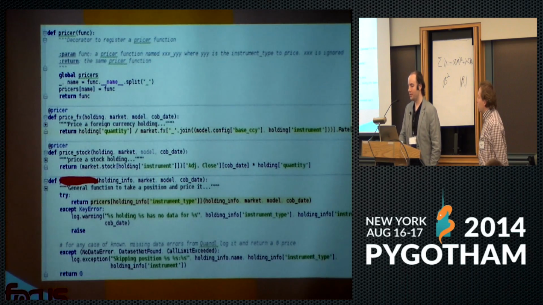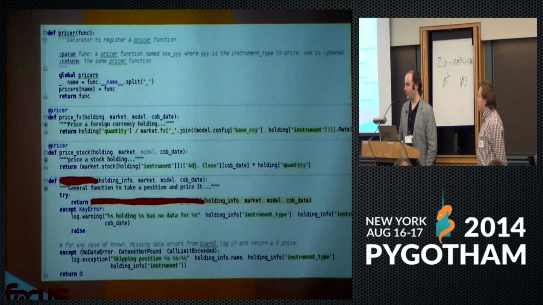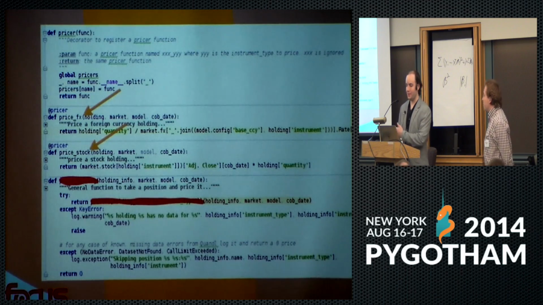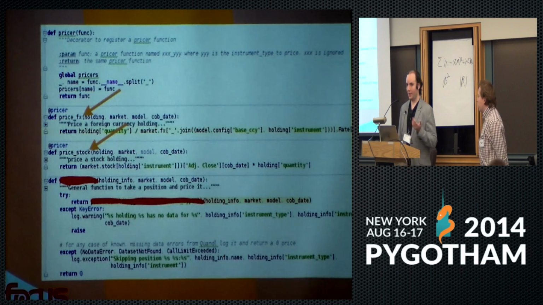This actual price holding function is a little tricky. We take in a holding, we take in a market, we take in a model, and we take in what date we want to price it on. Then we're going to look up a pricer in this dictionary of pricers by the instrument type, pass it all the information, and assume it's going to give us a price.